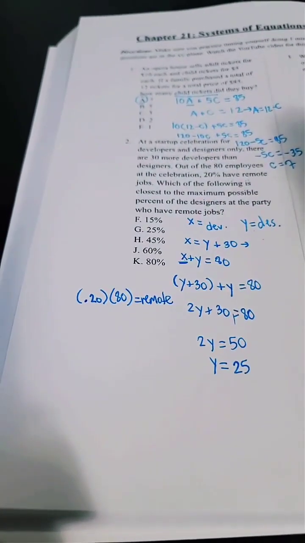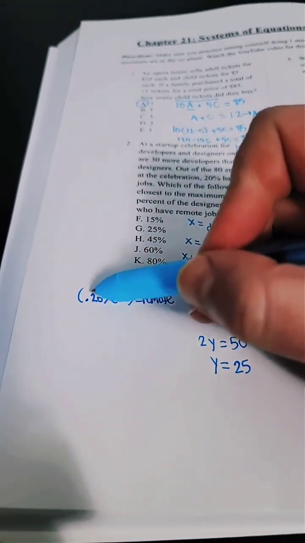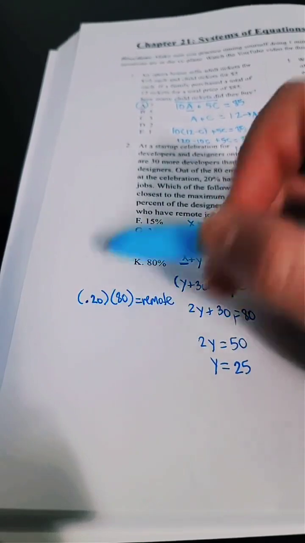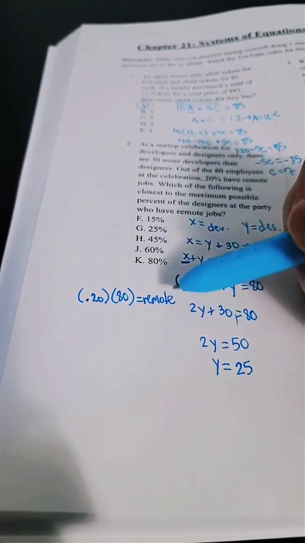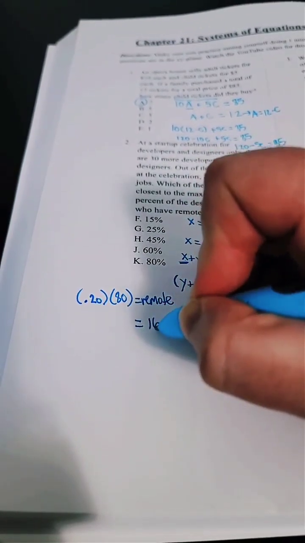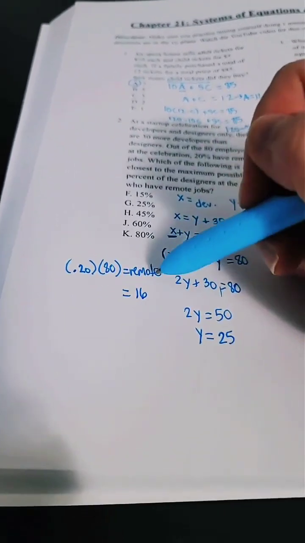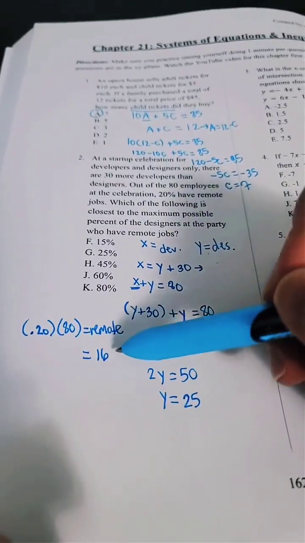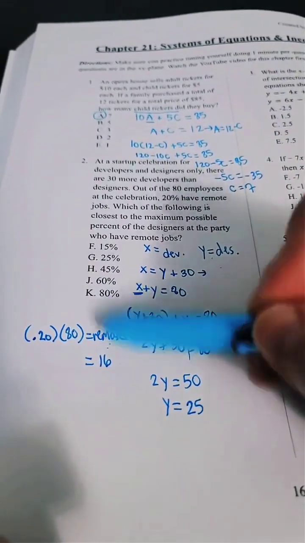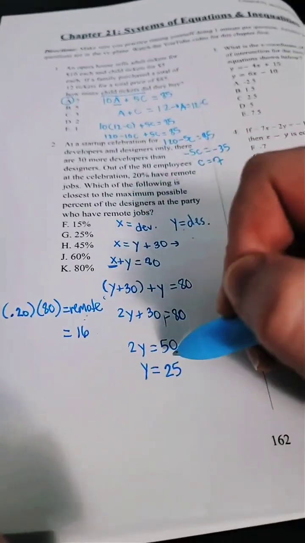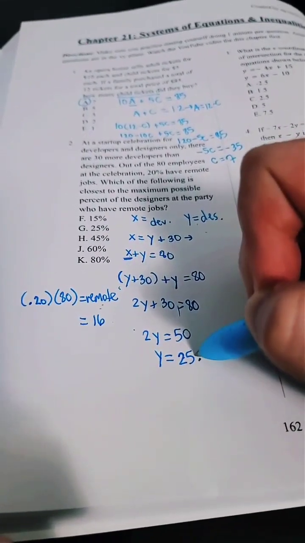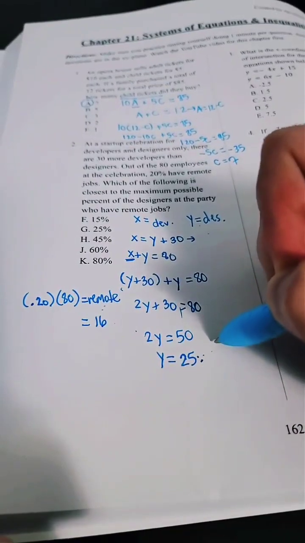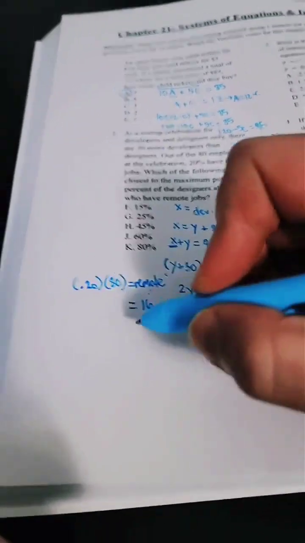And so 20% of, and I'm saying 0.20 because 20% as a decimal is 0.20. You just move it to the left by 2. So 20% of 80 is going to equal 16. So that's the maximum number of employees that could be remote. And that means that 16 out of the 25 would be the maximum possible that could be remote out of the designers. So 16 out of 25.